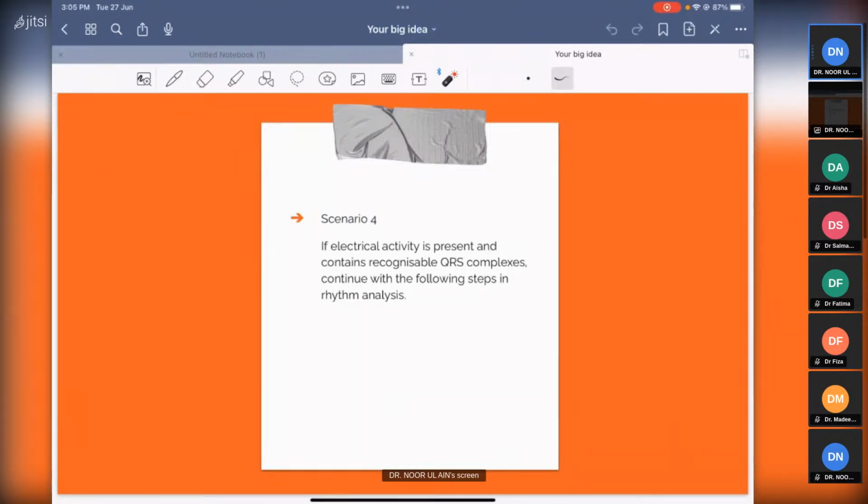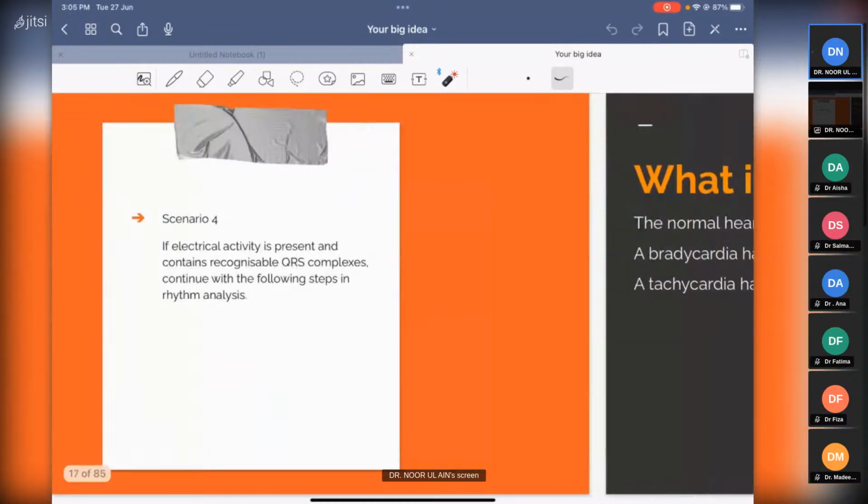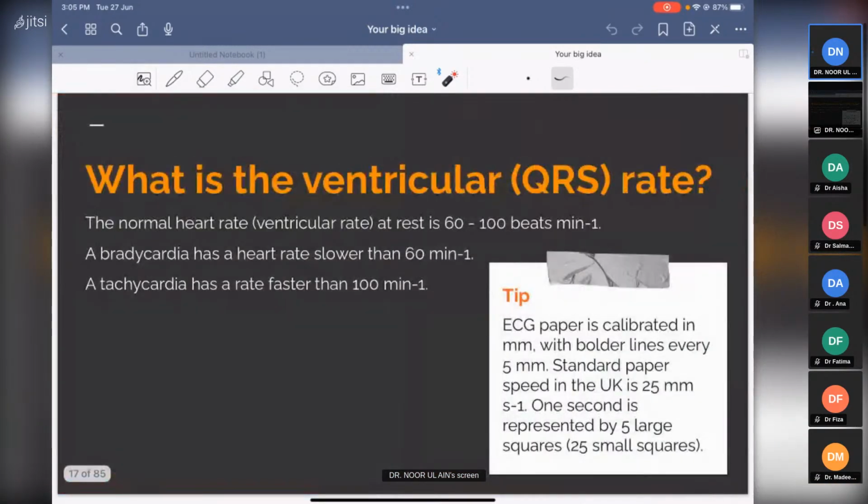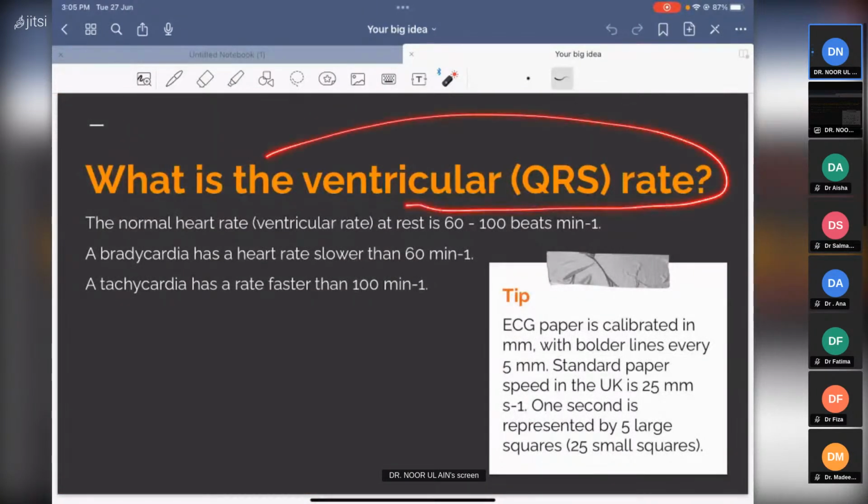Okay. Then the fourth scenario, which is the easiest scenario, is that you see electrical activity and you can see good activity. You see P, you see QRS, you see T. Of course, this is what you want. It looks like a normal ECG. Then it's time to move on to your second question. Right? So the second question you need to ask yourself is, what is your QRS rate?